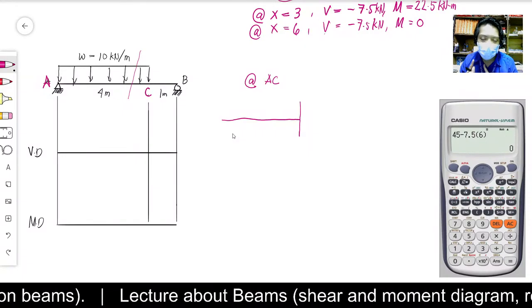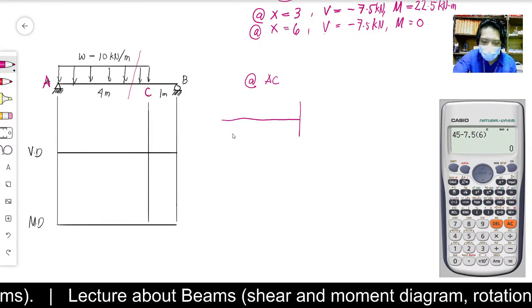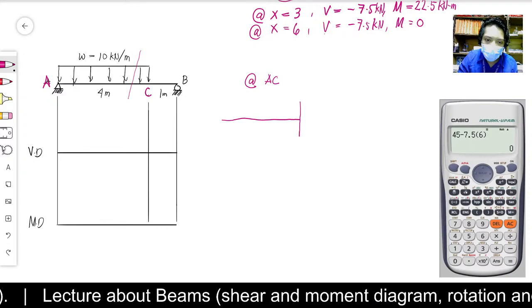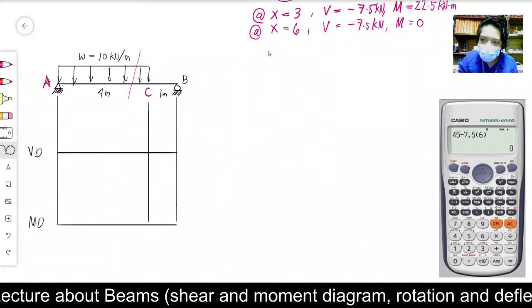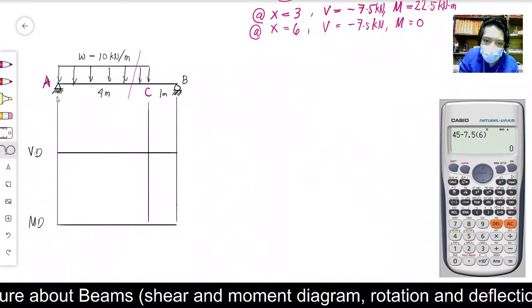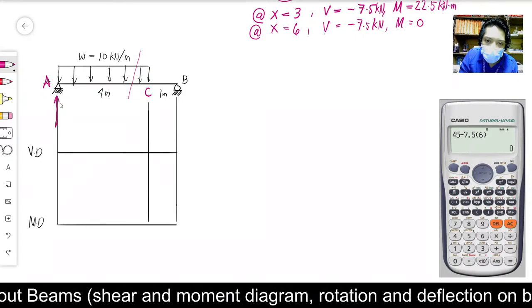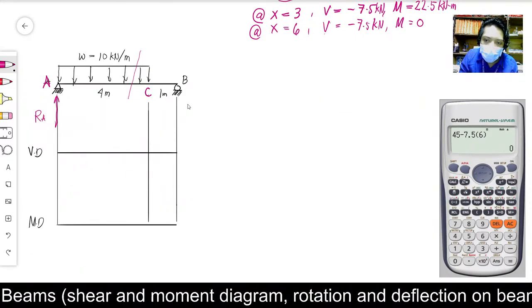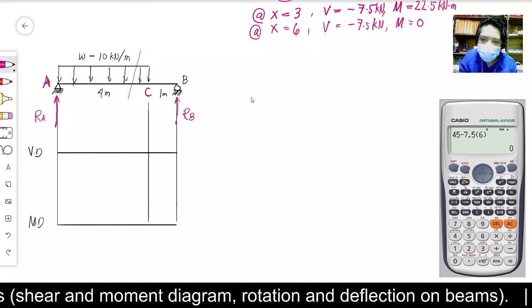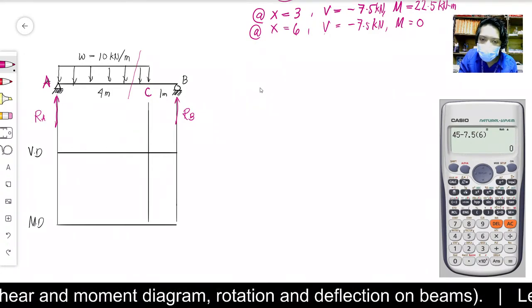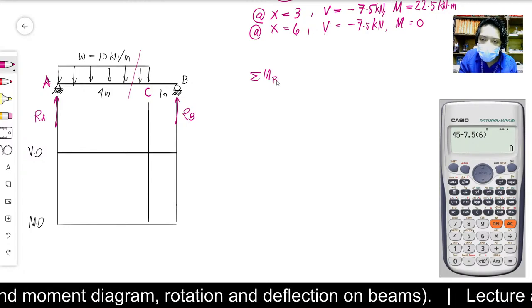Wait, I forgot. Of course, the first step is always to solve for the reactions. I'm sorry. Let us try to solve for the reactions first. So, how do we solve for the reactions? We have here RA, and we have here RB. For RA, we sum moments at B equal to 0.